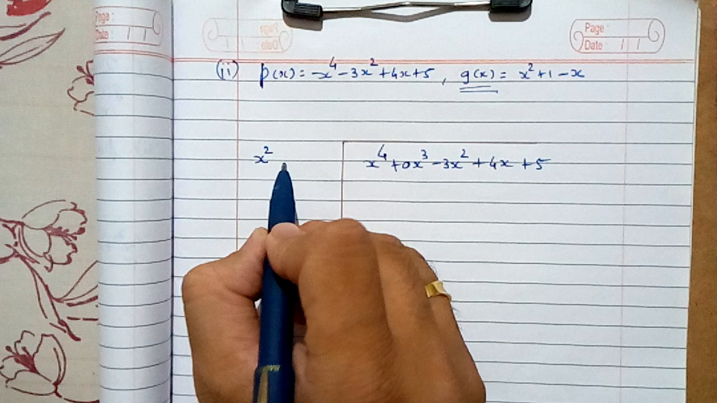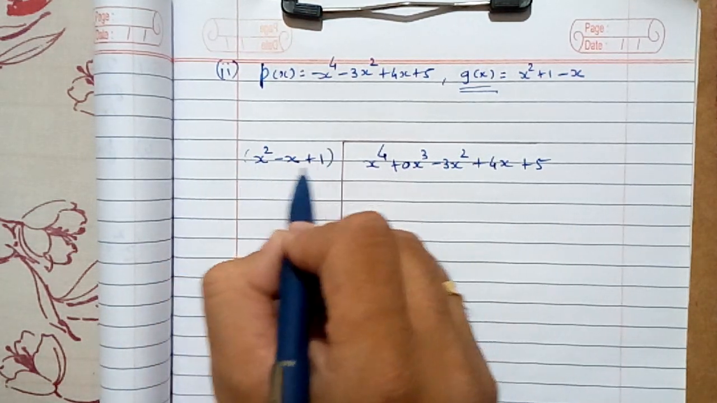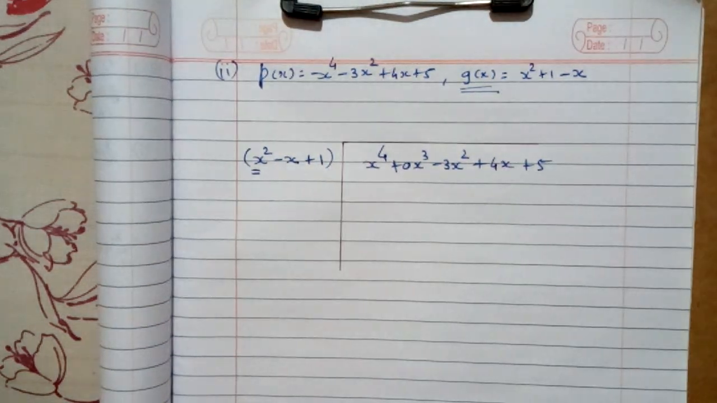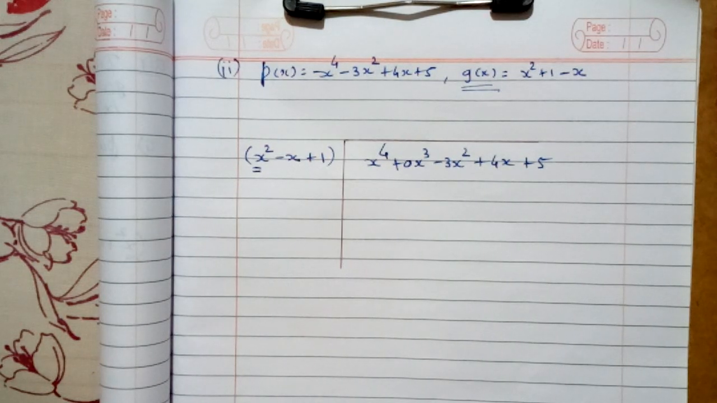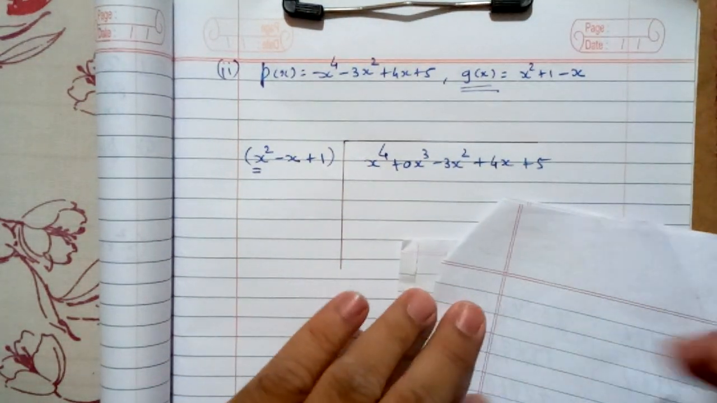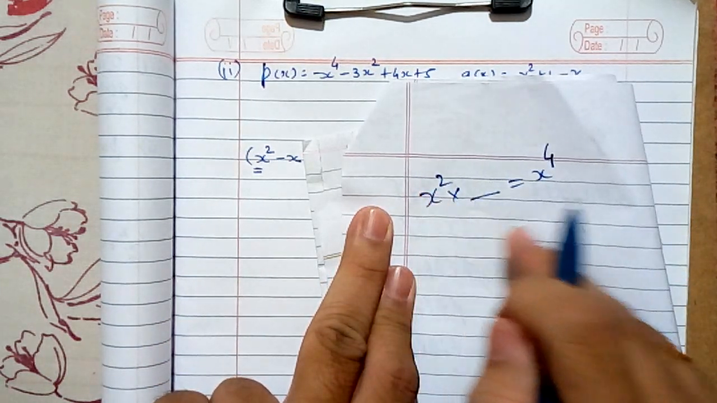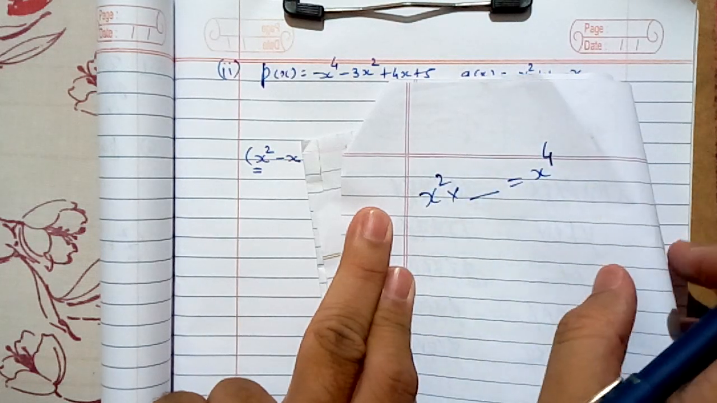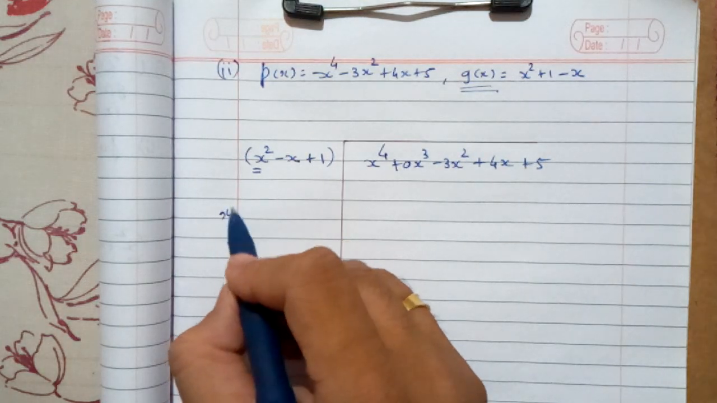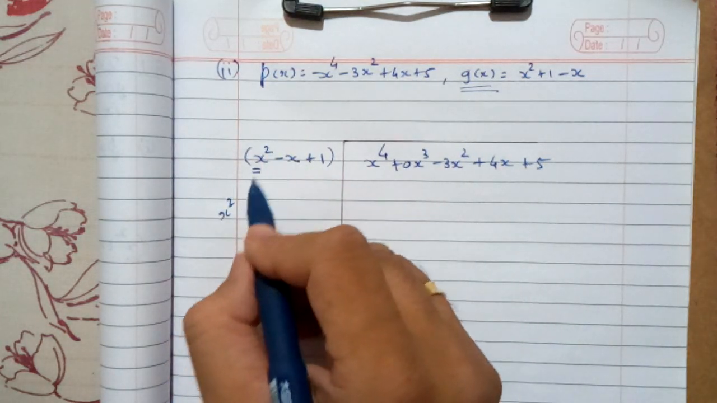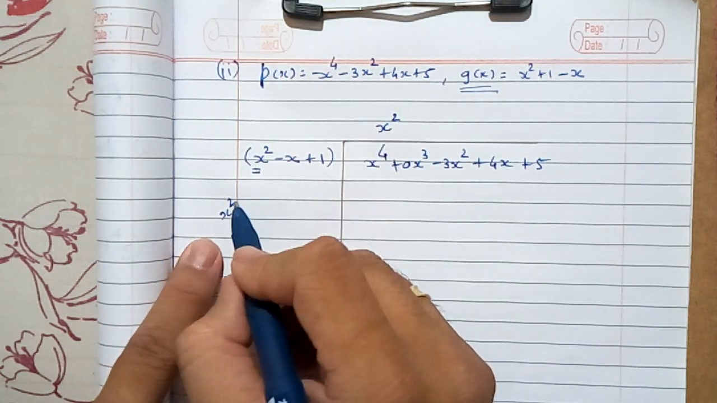x square minus x plus 1. What to multiply with x square to get x to the 4? You have to think, x square into what, so you get x to the 4. Otherwise, 4 minus 2, you can directly give the answer x square. So x square should be multiplied with each and every term.